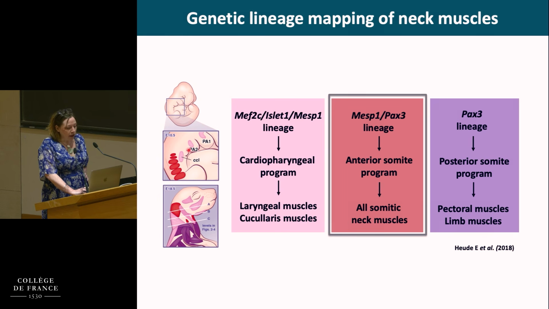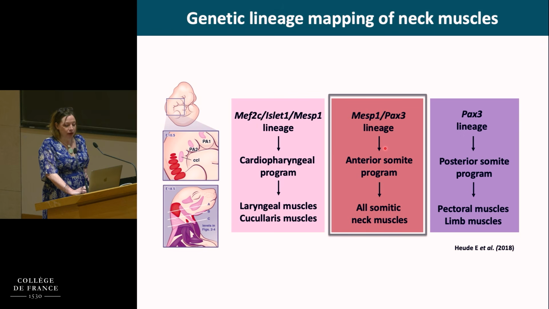You can see here the precursor of the cucullaris, this ancestral muscle of controversial origin that I told you about, and that gave rise to the sternocleidomastoid and the trapezius muscle here, posteriorly. So first, the analysis showed that these cucullaris-derived muscles originate from a cardiopharyngeal mesoderm program, as do laryngeal muscles.